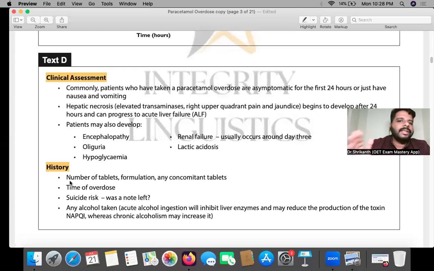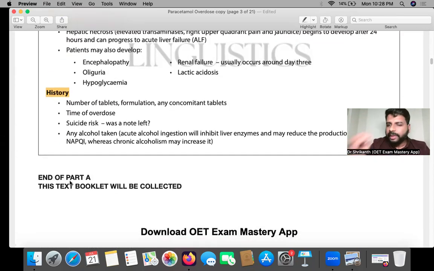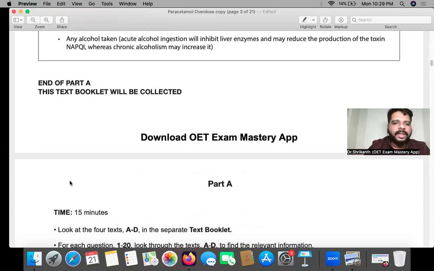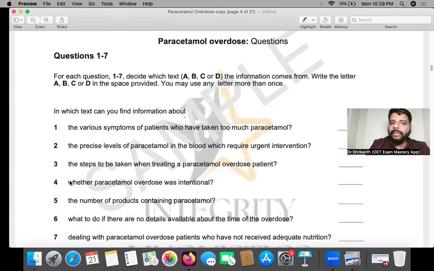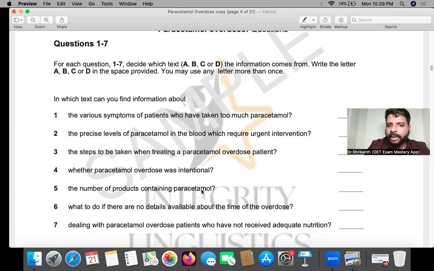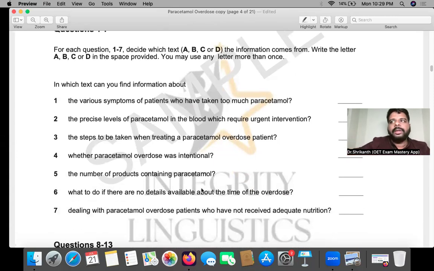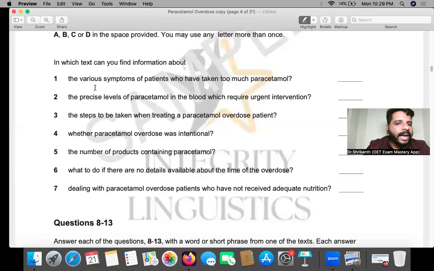We have spent 20 seconds reading the headings of A, B, C, and D. And from the 21st second, or maybe the 31st second, we are directly coming to the very first question over here. Okay, now you have a head start. Other students, they will do this only after 2 or 3 minutes. But here, within 30 seconds or 20 seconds itself, you're directly coming to the first question. Now let's do the reading of the first question over here. Now, what is the question over here? The various symptoms of patients who have taken too much paracetamol.